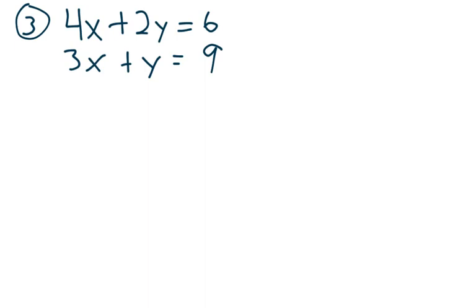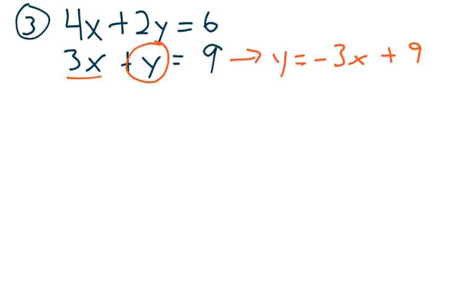Step number 1, solve one equation for one variable. I see that this y is already by itself. It's going to be the easiest one to solve for when we're getting one variable by itself. The 3x, this one, needs to go to the other side. I'm going to do that by subtracting because it's positive. So it's going to be y equals negative 3x and then positive 9. If 9 was negative, then it would be minus 9.